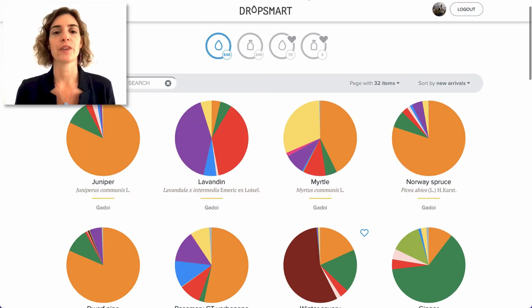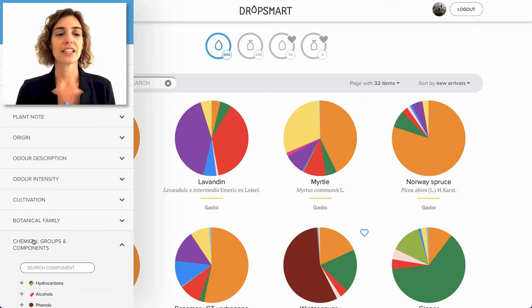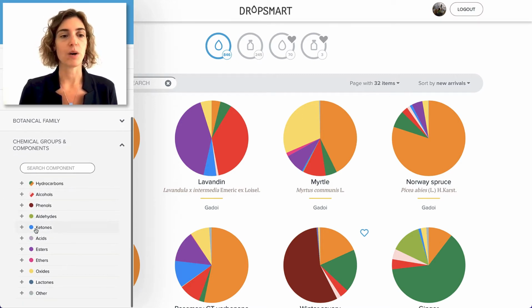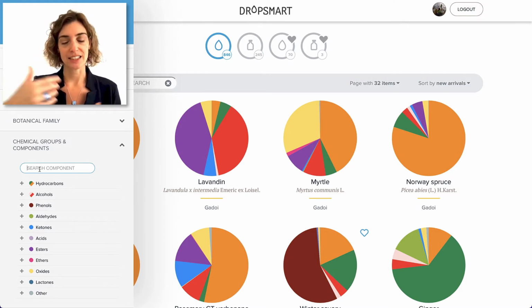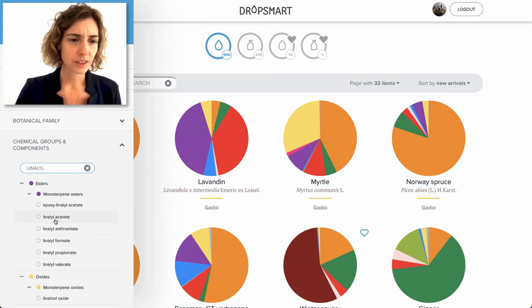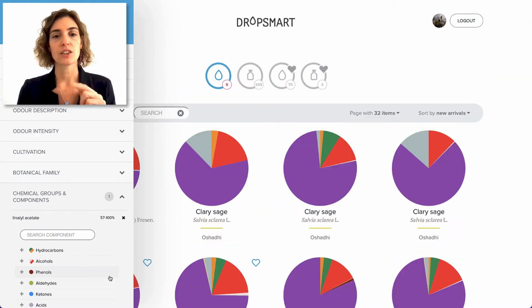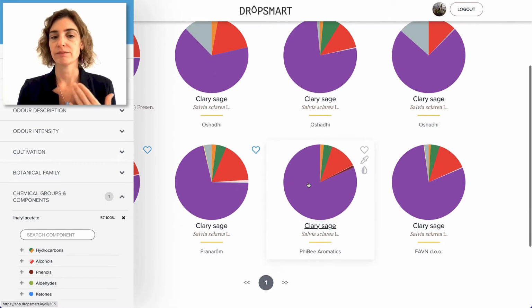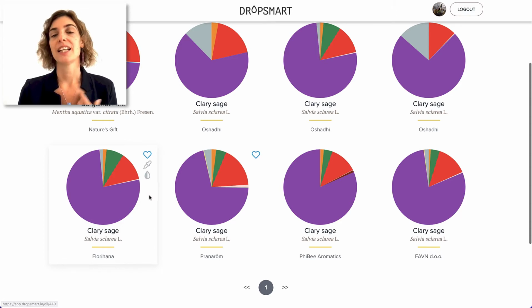Let's take a look. So here in DropSmart, now that we got familiar with the filter, I can search for as many components as I want to. So first I will look for oils that are rich in linalyl acetate, as we said. You can go about this in many ways, but what I like to do is I like to look for oils that are very dominant in a single component. It makes it easier for me to blend. So here it is clary sage. Clary sage is the oil that is highly dominant in linalyl acetate.